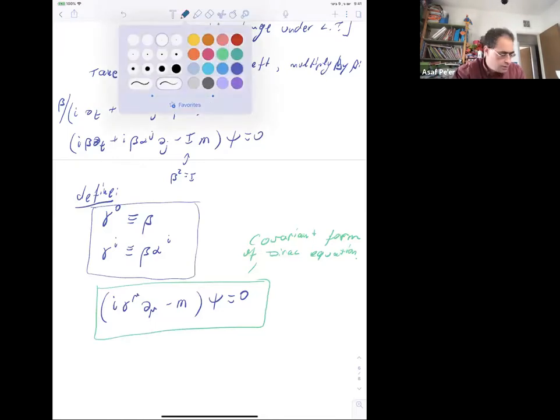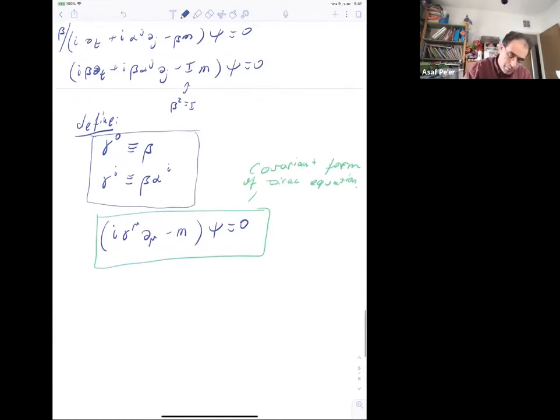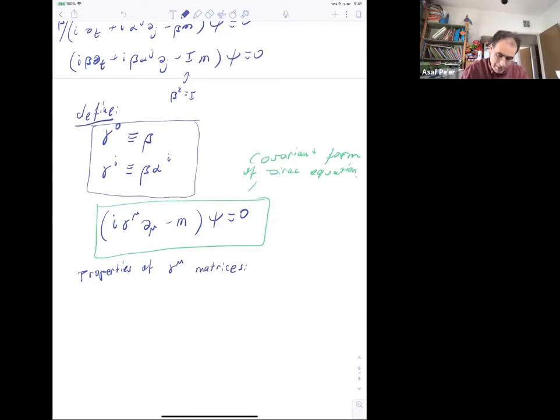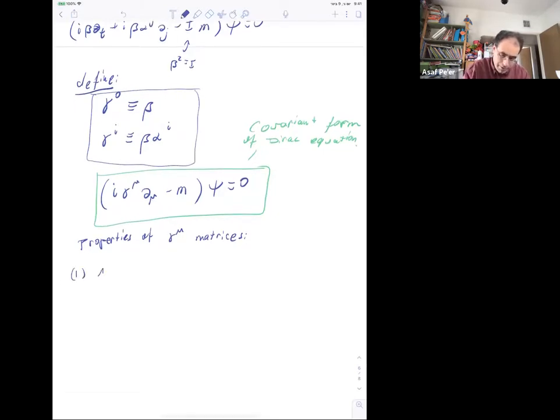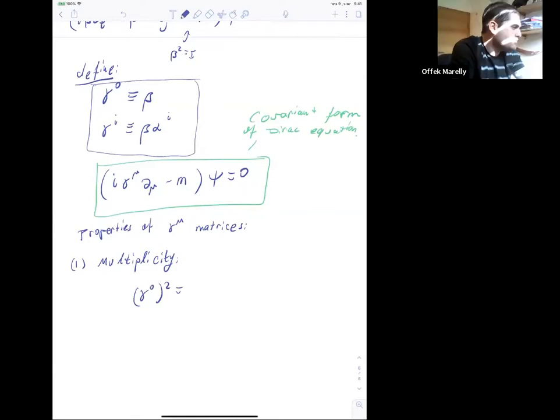Now, these gamma matrices, the gamma mu, have several properties which they inherit from the alpha j and beta matrices. So let's look at a few properties of the gamma mu matrices. One is multiplicity. So gamma 0 squared, what is that? I. I, very good.